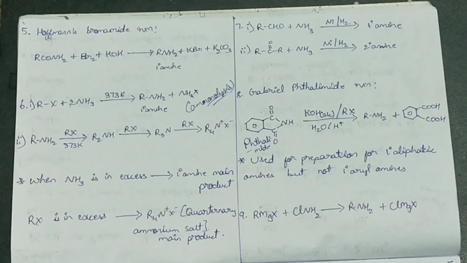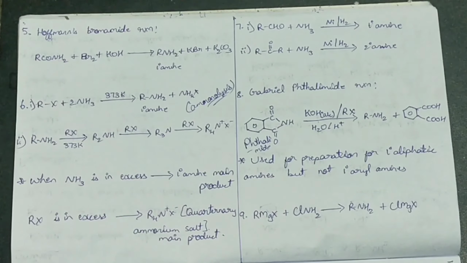This Gabriel phthalimide reaction is used for the preparation of primary aliphatic amines only, but not for aryl halides. Why? Because aryl halides do not undergo nucleophilic substitution reaction. This is the reason the Gabriel phthalimide reaction can be used only for primary aliphatic amines.